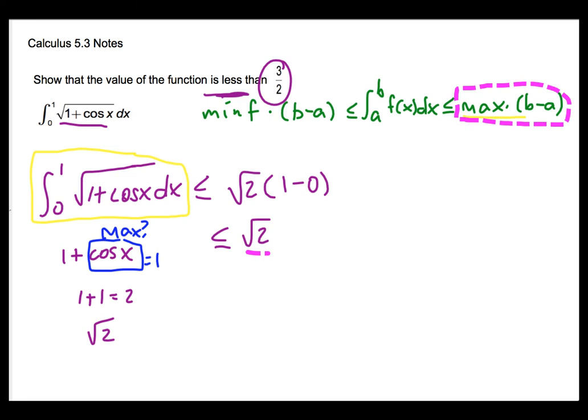Well, square root of 2 is less than 3/2. You can punch that in on your calculator, and if you check it out, it's 1.414 dot dot dot, and that's less than 3/2. So we have shown that this integral is less than 3/2 using some of the properties that we looked at in the very first part of the notes.